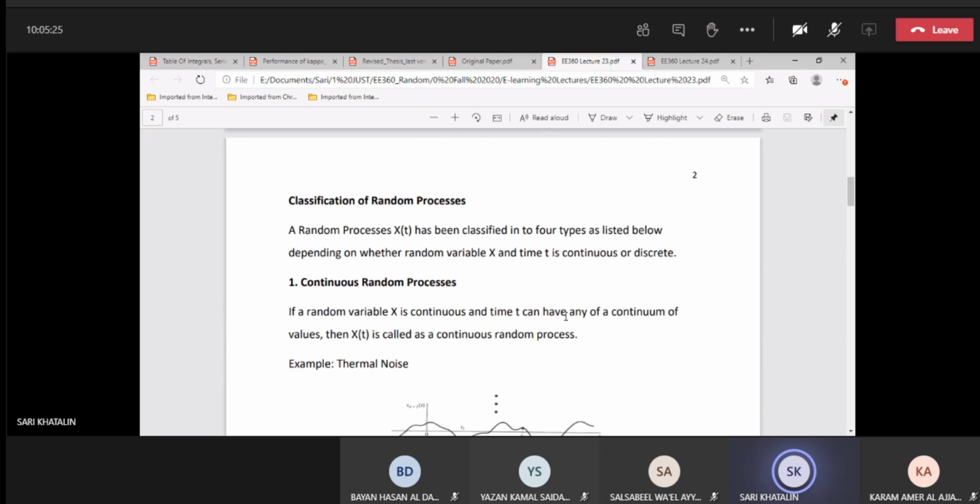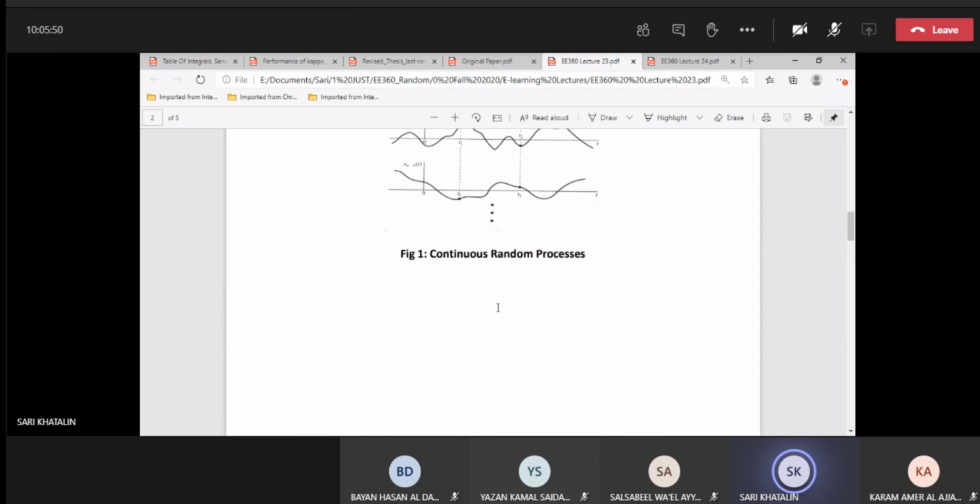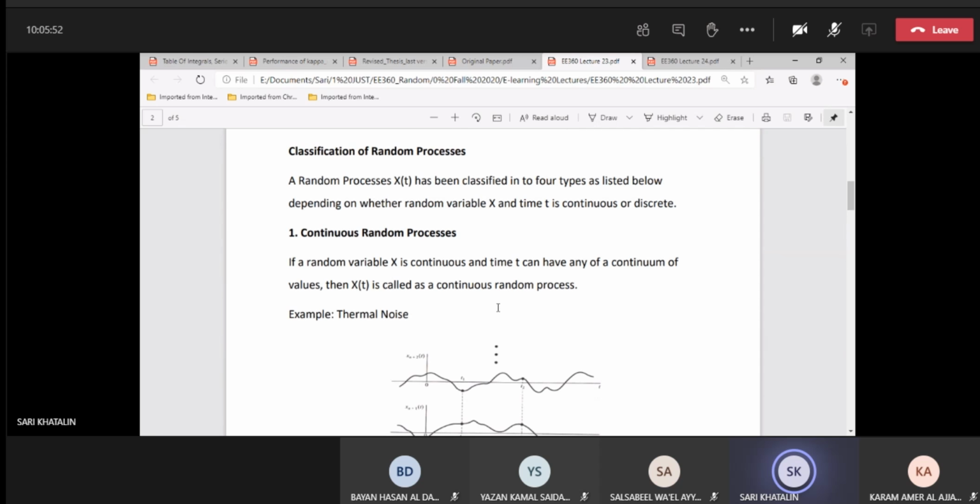Now the next thing we're going to talk about, very briefly actually, is that we have 4 types of random processes, okay? And they all depend on whether the random variable and the time are continuous or discrete, okay? And we're not going to go through this in detail, but this is just for your information. So we have 4 different types of random processes.